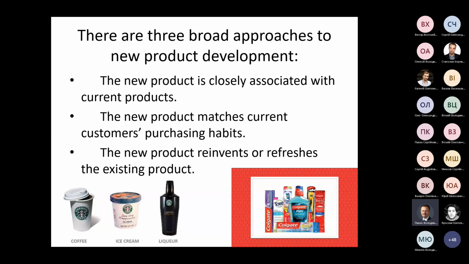And sometimes companies try to add something to their products. Here are two examples. For example, Starbucks decided to produce, first of all, ice cream, and also some coffee liqueur. And another example is that Colgate decided to produce not only toothpaste and toothbrushes, but also liquids for teeth and some other sticks for teeth.